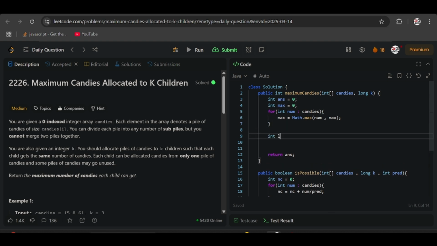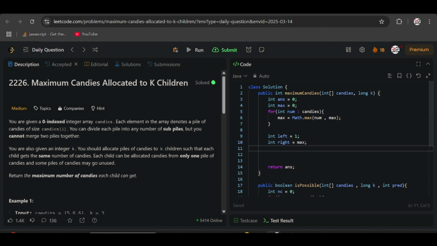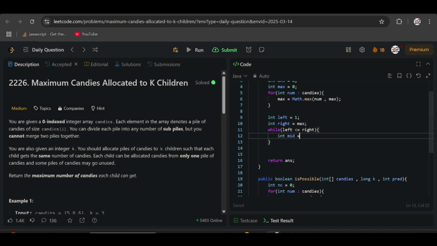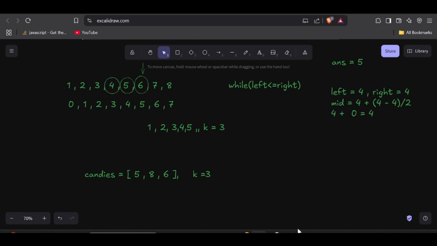Okay. Now what will be my left? My left, as I told earlier, will be 1. What will be my right? Right will be the maximum element of my array. So it will be maximum. Now let's start our loop, till the time my left is smaller than or equal to right, I will be traversing. And I will be finding my mid equals left plus (right minus left) divided by 2.